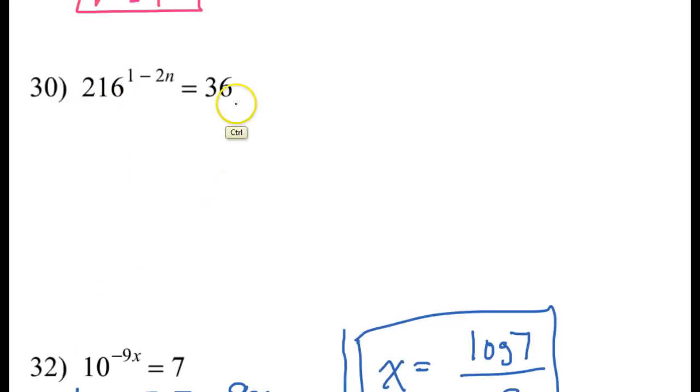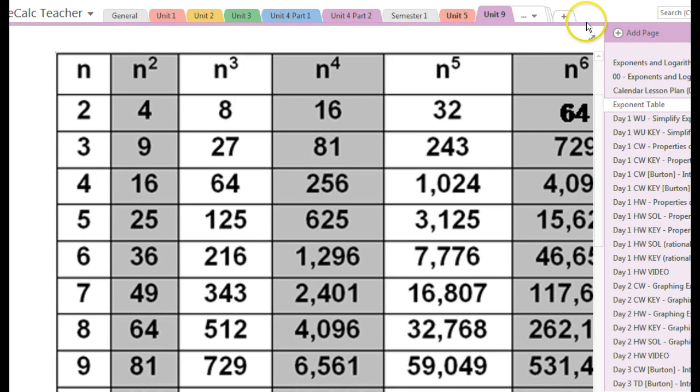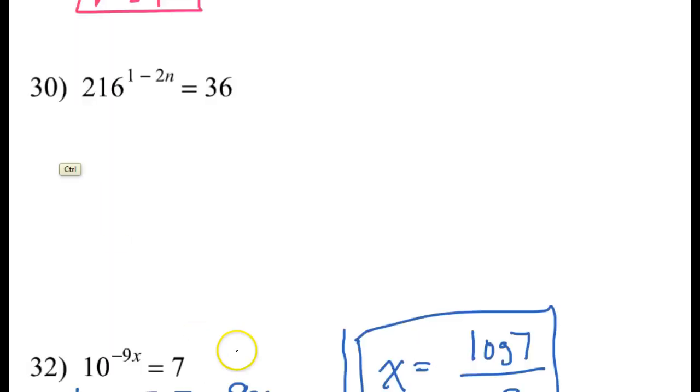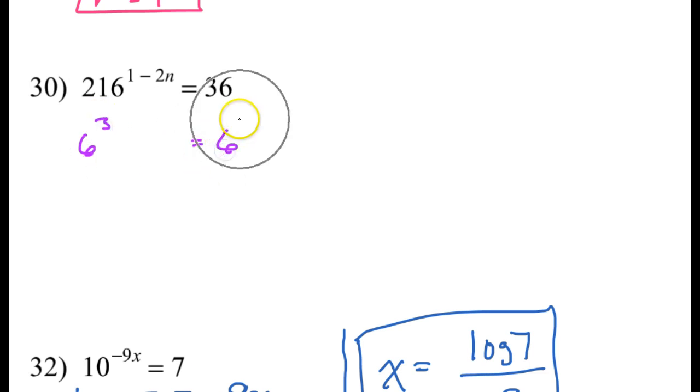Number 30, both of these can be written as base 6. Okay, you will have access to a chart like this one. So notice that 216 is 6 to the third power. So I could write this as 6 to the third power. And of course 36 is 6 squared. And then you have to take the exponent that's already there and put it in parentheses.